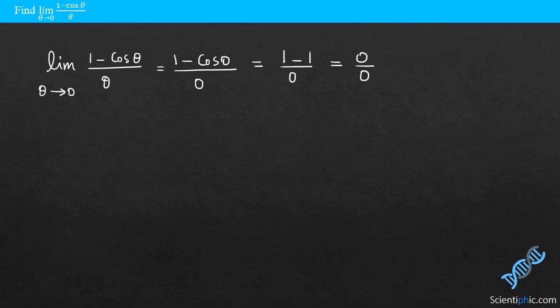0 over 0 is one of the expressions which are undefined in the limit. A few others are, so one of them is 0 over 0 as we had it here, infinity over infinity, infinity times 0, sine infinity, and cosine infinity. These are all expressions which we say they are undefined.